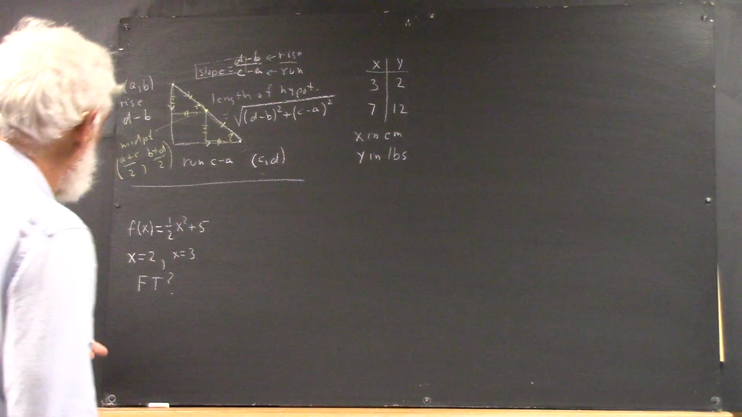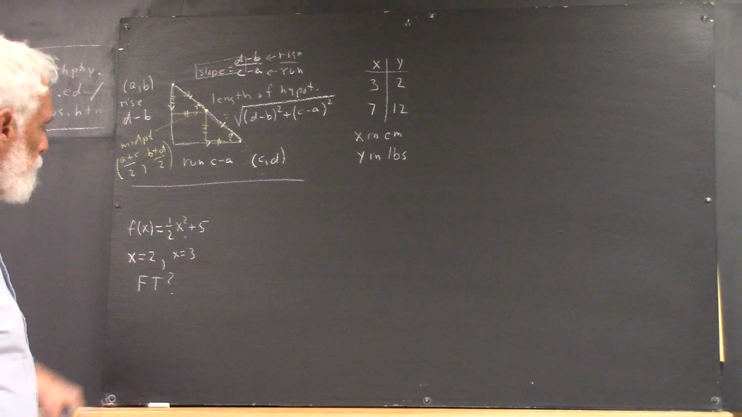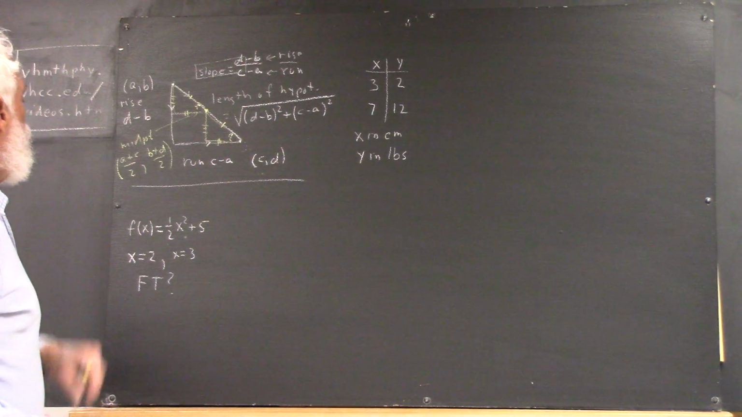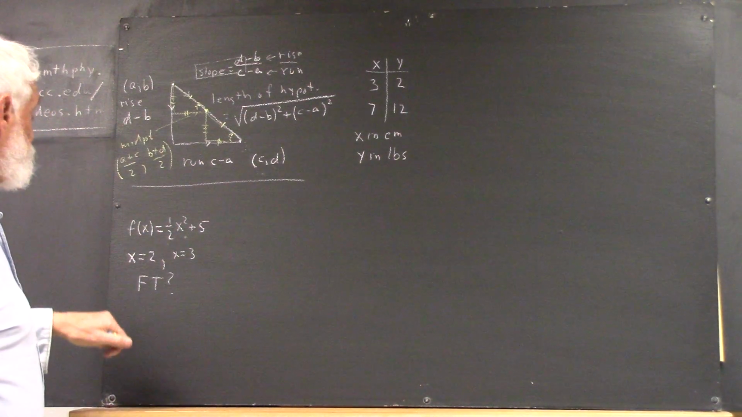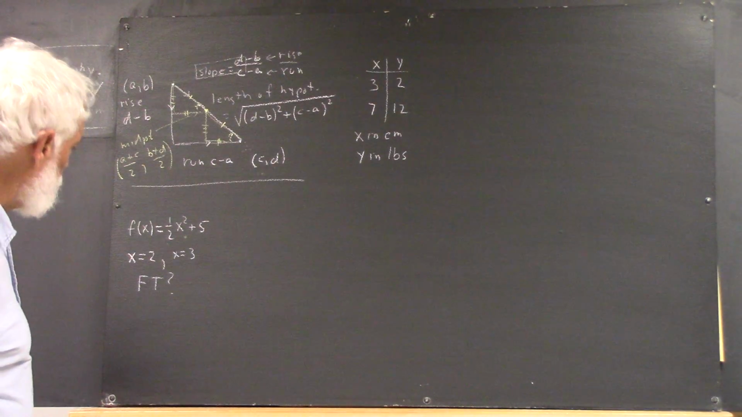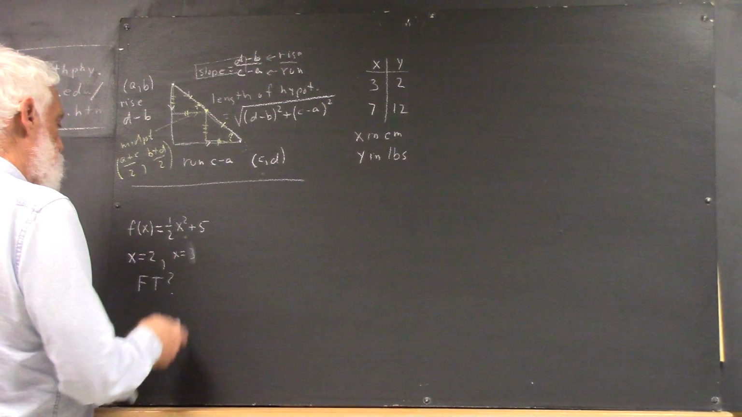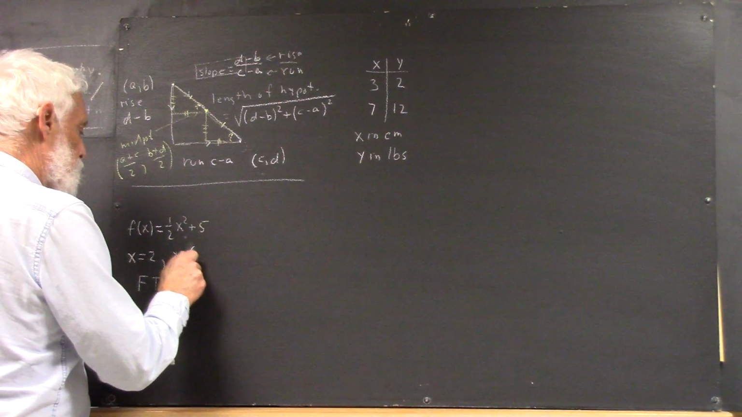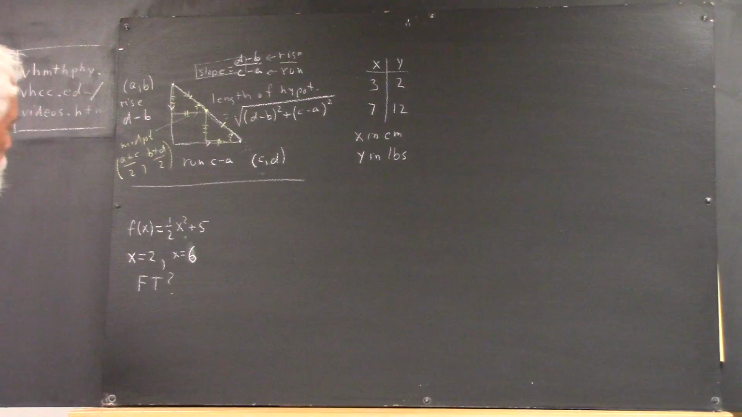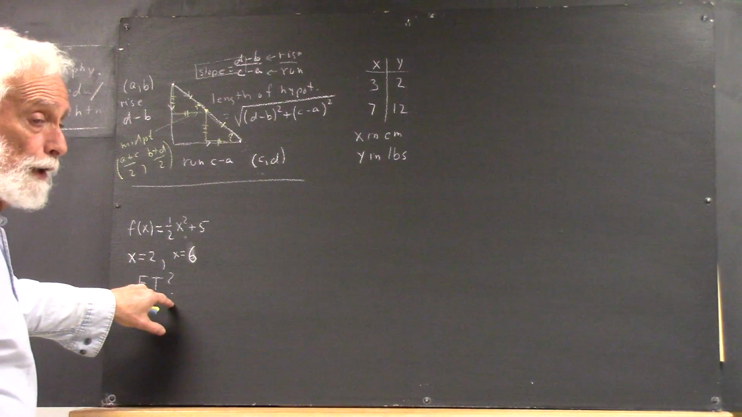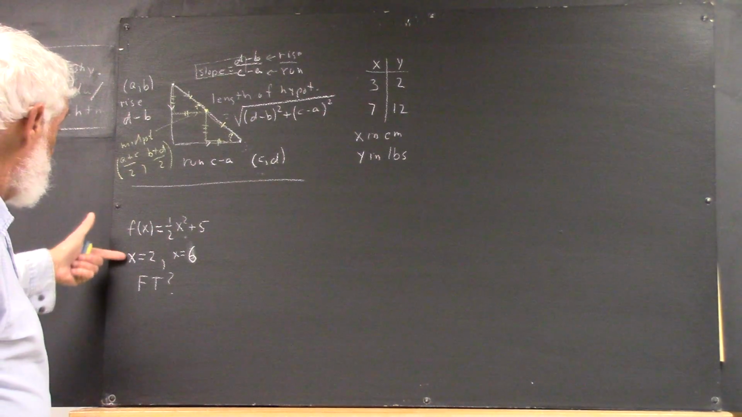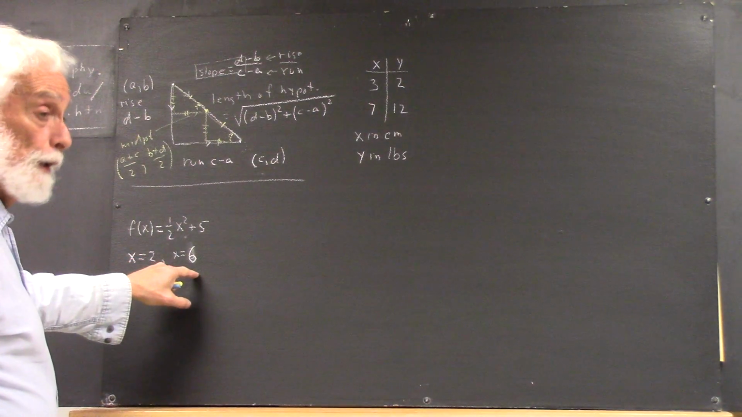Now if we have the function f of x equals 1/2 x squared plus 5, and we're given x values 2 and 3, and I'm going to change that. I want the x values to be 2 and 6, because I don't want them to be just one unit apart. We want to sketch a fundamental triangle corresponding to this function for these two x values.